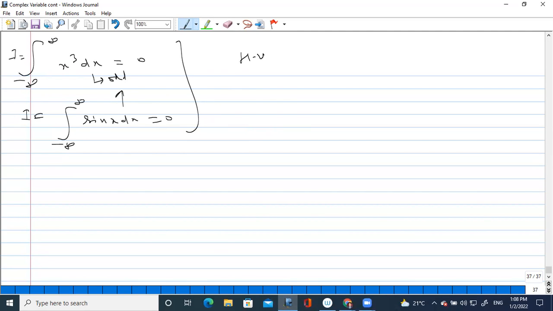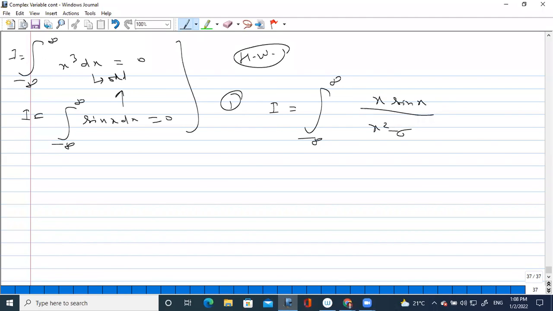And one more thing I will tell. These are the homework for you, and it will give you the practice also. Number 1: integral from minus infinity to infinity of x sin x by x squared minus sigma squared dx, where sigma is a real value greater than 0. This is one question. Number 2.